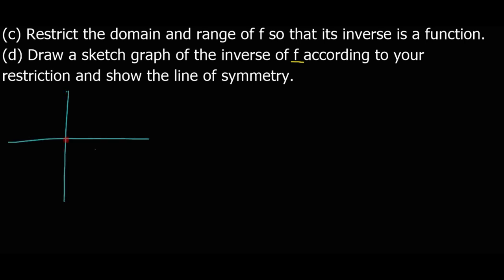Our graph, when we restrict, will be in this way, where x is less than or equal to 0. And then now when we draw the inverse of it, it takes this shape. But we want it to have one loop. So the restriction will be in this way.